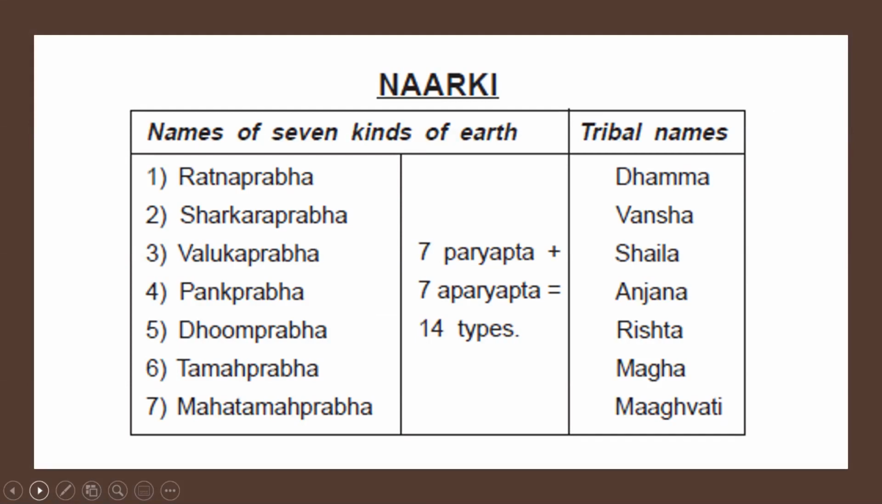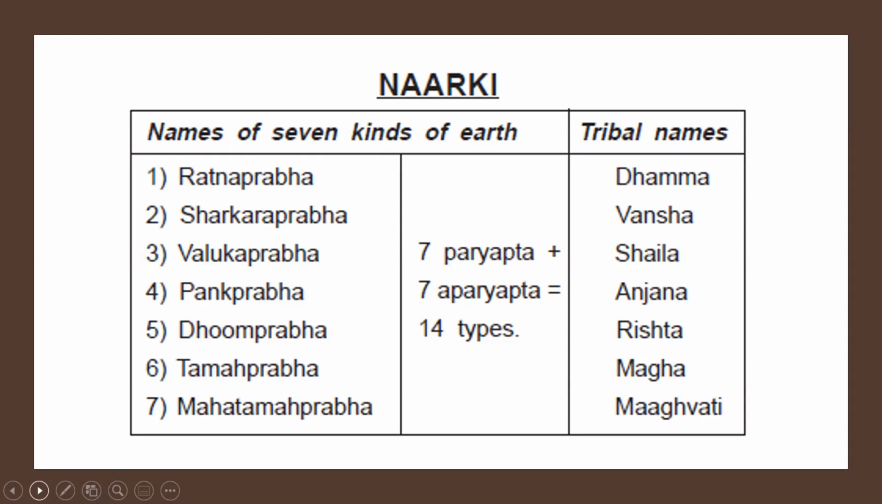And the thing to remember about the 7 Narkavas is that the pains, the ayushyas, the height, and everything goes on increasing as you go down. That means the 7th Narkavas, that is Mahatama Prabha Bhumi, has the maximum pains and maximum ayushya. Now the Jeevs that are living in the 7 Narkavas have got some names.